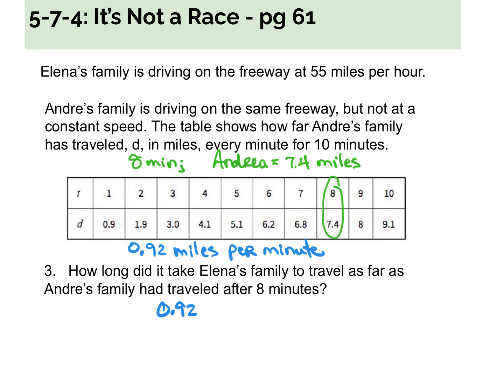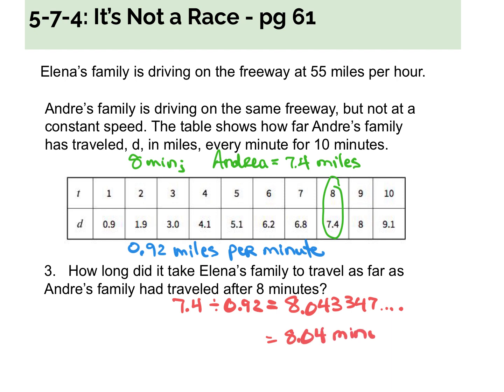Oh, you know what? I can take that 7.4. I'm going to put this in red. So 7.4, we're going to divide it by the 0.92. Grab a calculator. Okay, so 7.4 divided by 0.92. So what is that? Okay, we have 8.043347. Right, keep on going, right? Let's make it easier for us. We're going to say about 8.04 minutes.